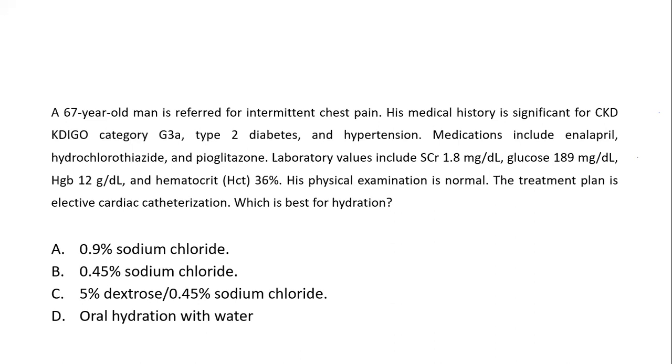His physical exam is normal. The treatment plan is elective cardiac catheterization, for which obviously he'll be given radio contrast. So which is the best hydration for a patient who's going through contrast administration, followed by which he'll definitely go through catheterization? Either 0.9% sodium chloride, or 0.45% sodium chloride, or 5% dextrose in half saline, or oral hydration for this patient.